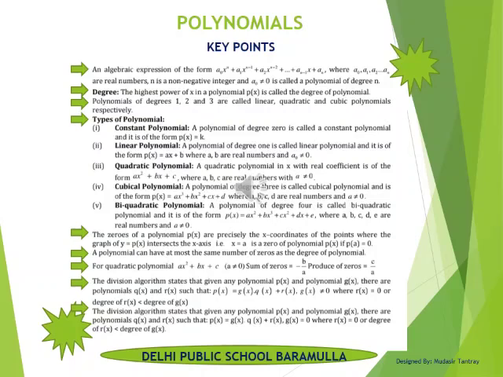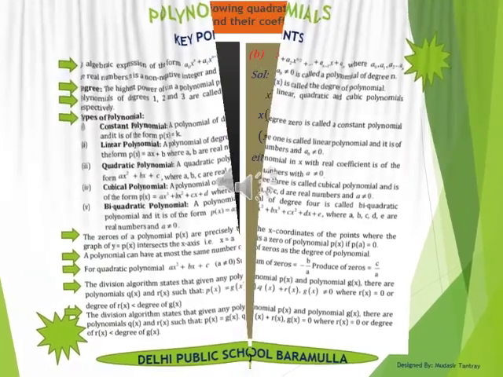The division algorithm states that given any polynomial p(x) and polynomial g(x), there are polynomials q(x) and r(x) such that p(x) = g(x) · q(x) + r(x), where g(x) should not be equal to 0, and r(x) is equal to 0, or the degree of r(x) is always less than the degree of g(x).